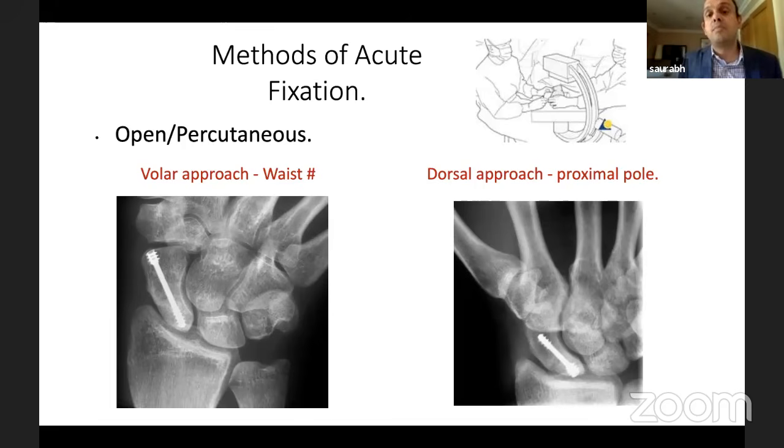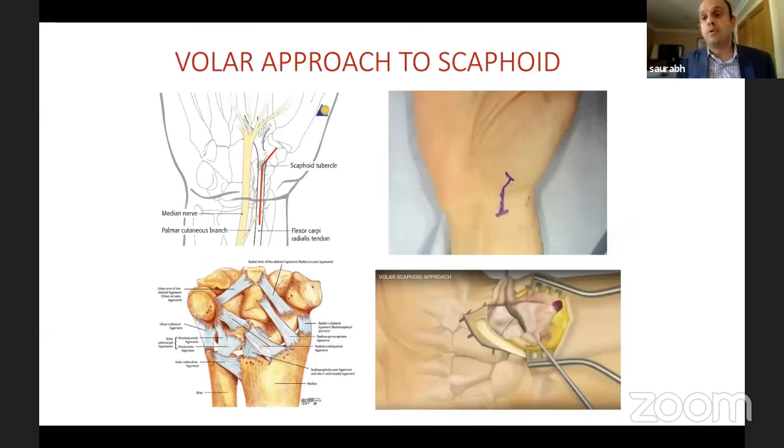So we've spoken about plasters, we've spoken about percutaneous fixation. Then let's talk about open approaches. So for a waist fracture, we do a volar approach. And for a proximal pole fracture, we'll do a dorsal approach. This is very important. So in the exam, depending on where the fracture is, your approach changes. So please remember that. Volar approach.